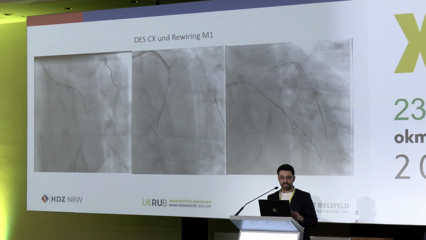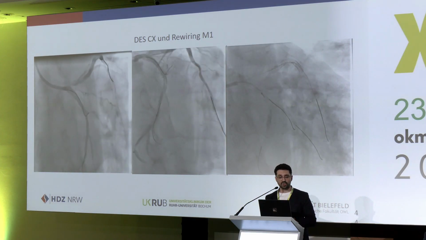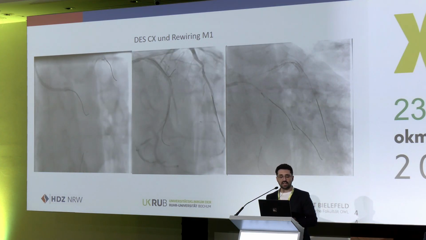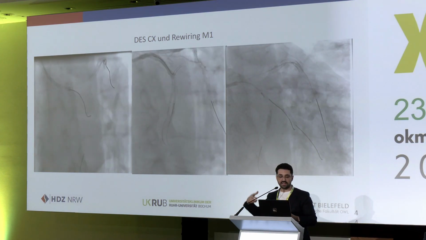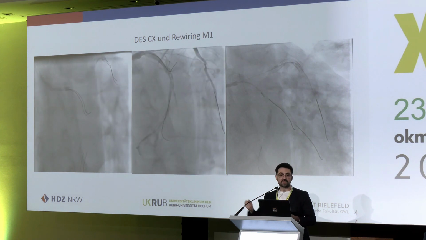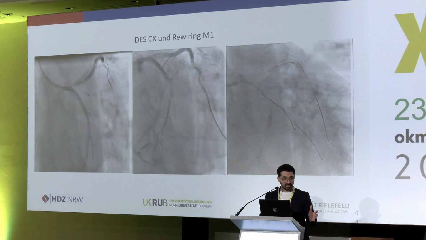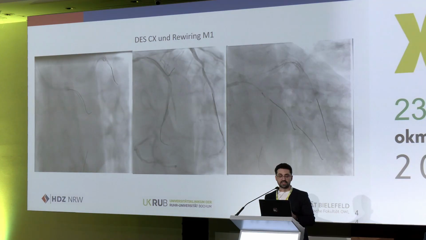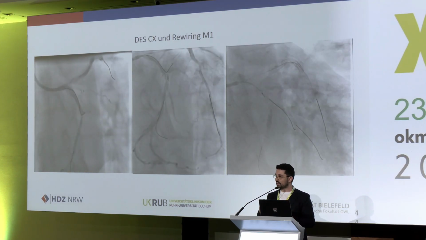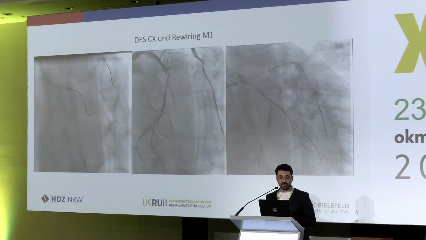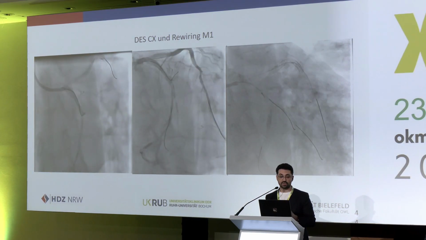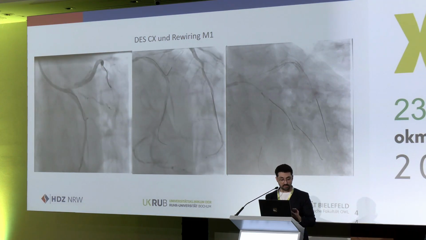Sometimes this also happens with regular PCI. This is a case done by one of my colleagues. They had trouble wiring that OM branch, and they created a dissection while wiring the branches, and then they gave contrast. When you give contrast, you make the dissection larger. Once you have a dissection, you shouldn't inject; you just trust the wire, or you use IVUS. We should stop injecting contrast because you make more hematoma and you lose more visibility.